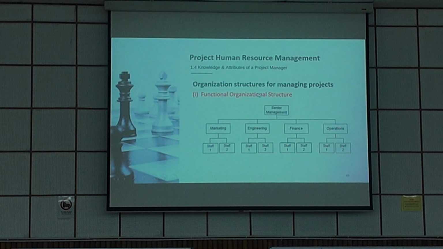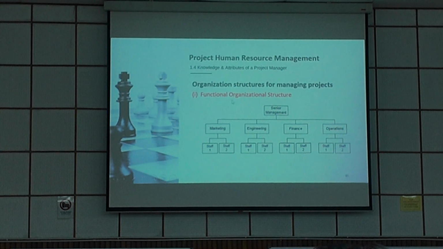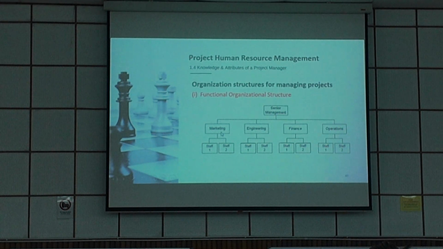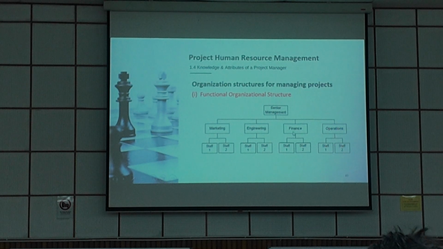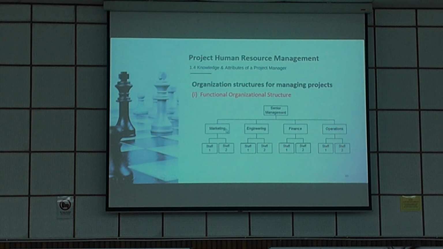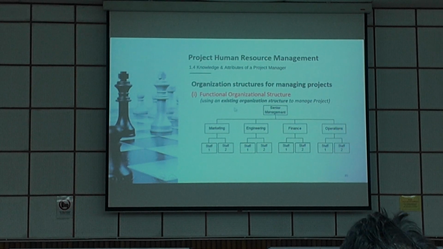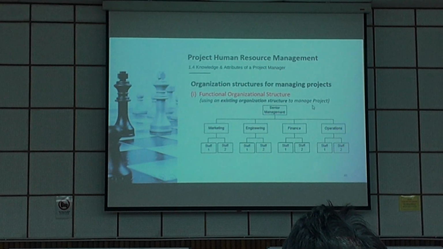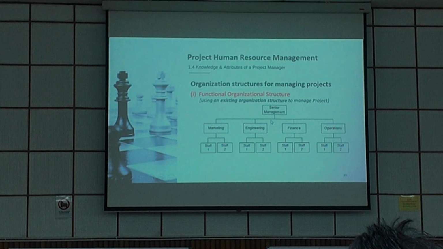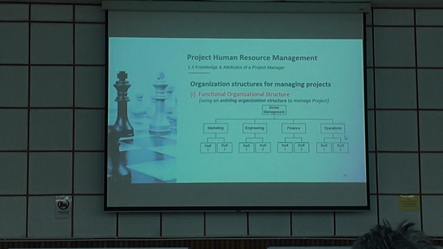Okay, functional organization structure. Each department performs a specific function. Marketing department are doing marketing related activities. Engineering are doing engineering activities. Finance, operation. Each department performs specific function. So this is a functional organization structure. You can make use of an existing organization structure to manage project. This structure already exists in the organization, so you can make use of the current structure to manage project if you have one.